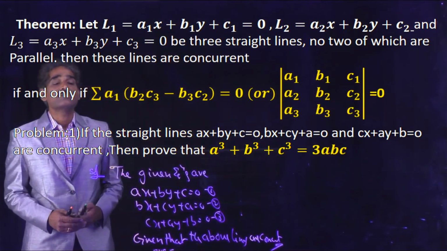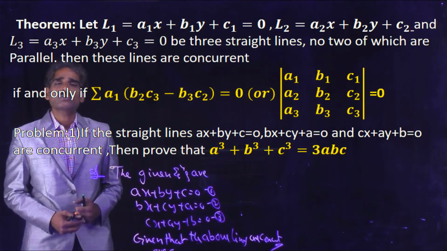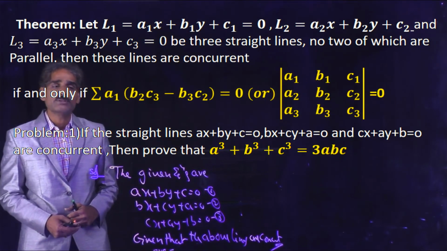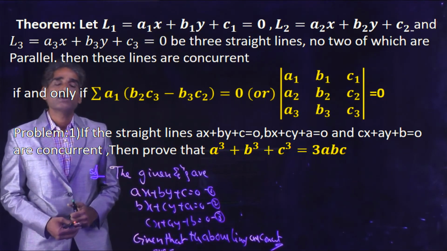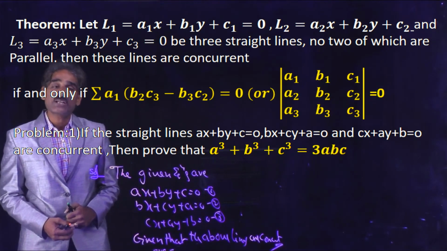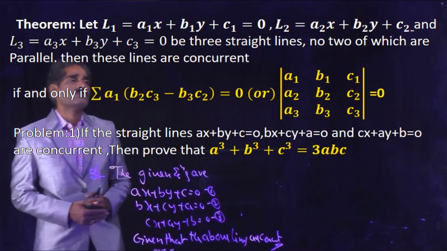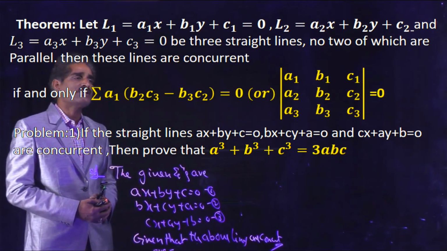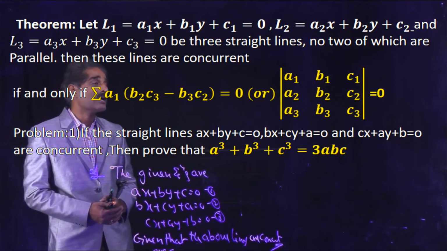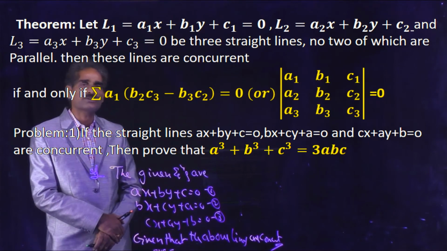Now see this theorem. L1 equals 0, L2 equals 0, L3 equals 0 are three straight lines, no two of which are parallel. Then these lines are concurrent if and only if sigma of a1 into (b2c3 minus b3c2) equals 0, or the determinant of a1 b1 c1, a2 b2 c2, a3 b3 c3 equals 0.